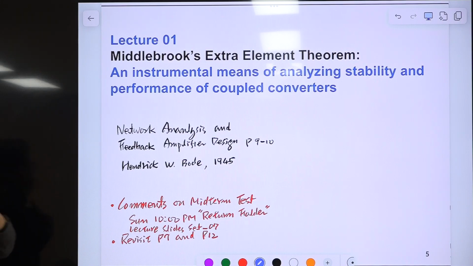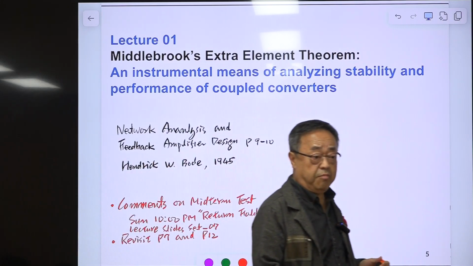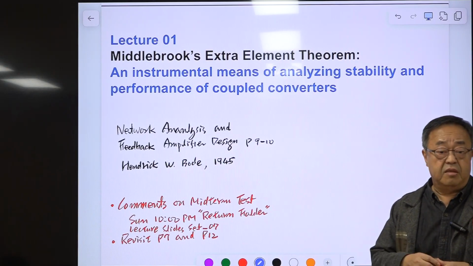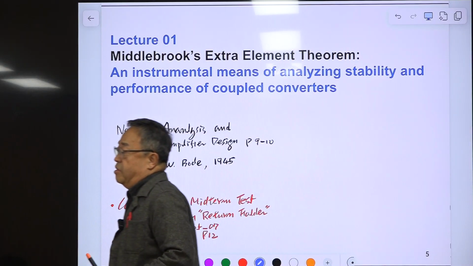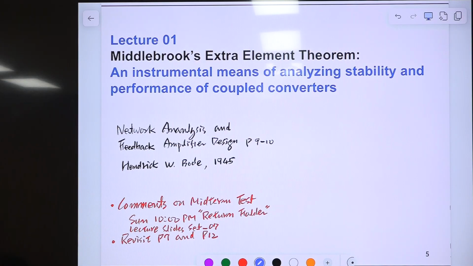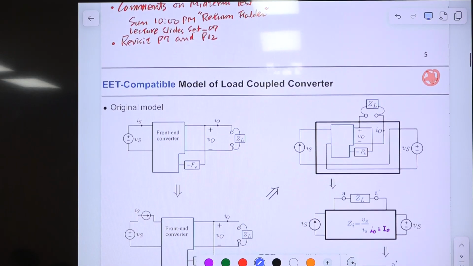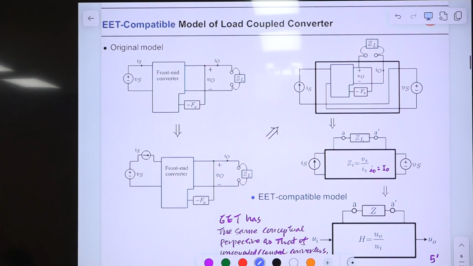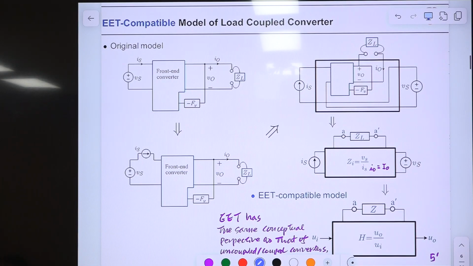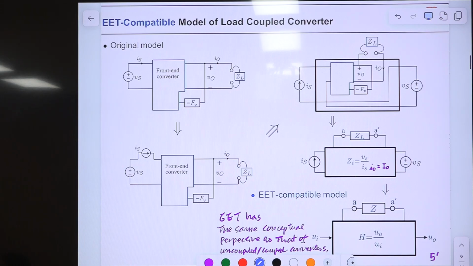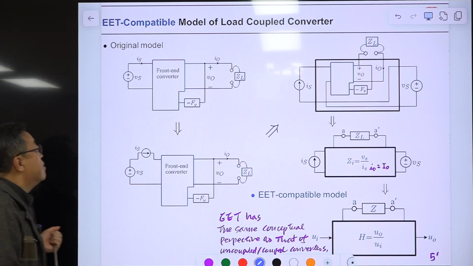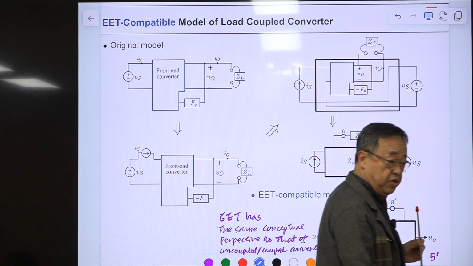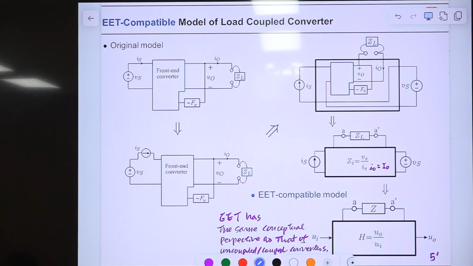Hello everybody. Probably we are passing the most important part of this topic. Topic 13, the extra element theorem. This morning I made one additional lecture slide, so you don't have this. It will be attached in the post-lecture slide, so you're okay. This will give you a more concrete idea about the concept of EET.